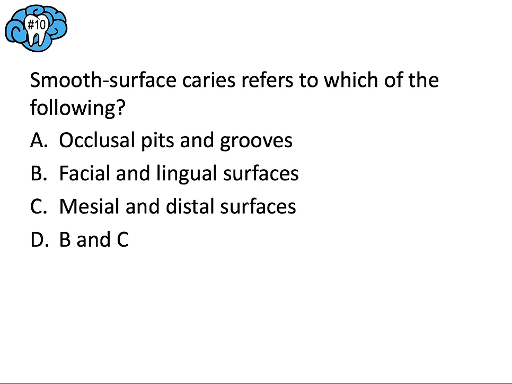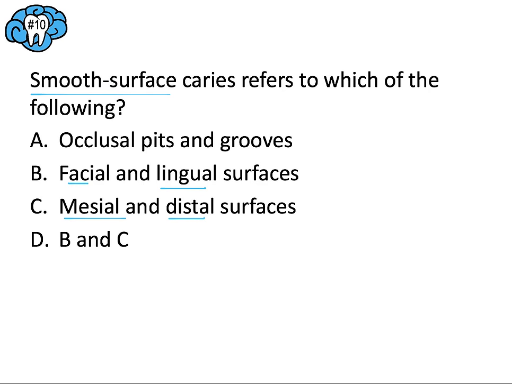Question 10. Smooth surface caries refers to which of the following? Go ahead, pause the video, and then we'll go over this one together. So smooth surface caries can occur on any of the axial surfaces of the tooth, so facial, lingual, mesial, distal. And don't overthink this one. It's where there are no pits and fissures and where the tooth is generally smooth surfaced. So facial, lingual, mesial, and distal are all smooth axial surfaces of the tooth.